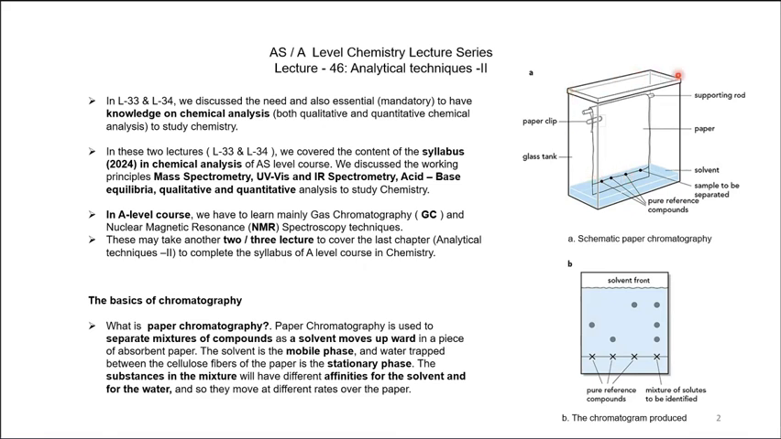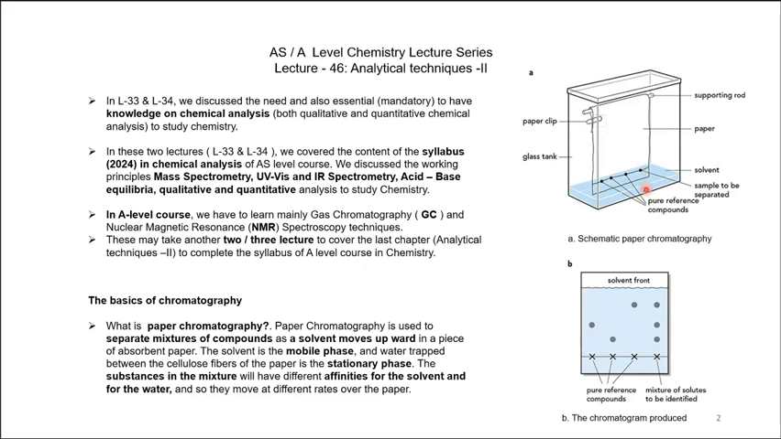Well, we have a glass tank, and that is a paper clip, and we take a paper in it, and then we have solvent. Do remember that when we do paper chromatography, we must have a pure reference compound. Otherwise, we cannot solve the problems. So these are pure reference compounds, and this is the sample to be analyzed.